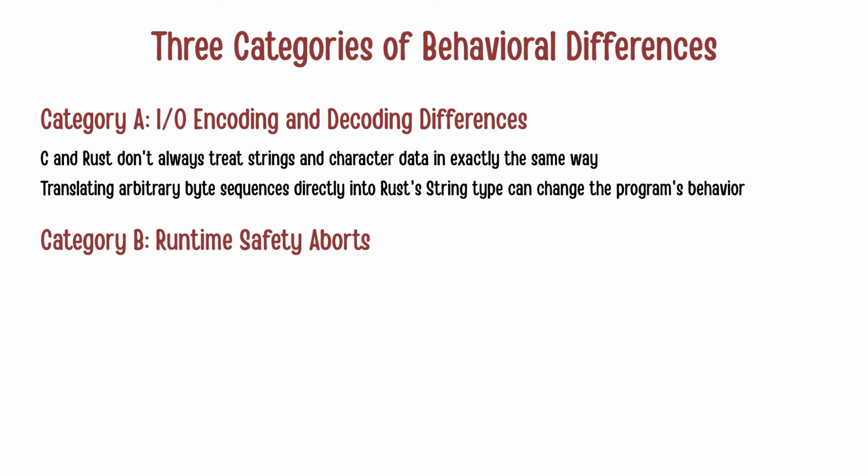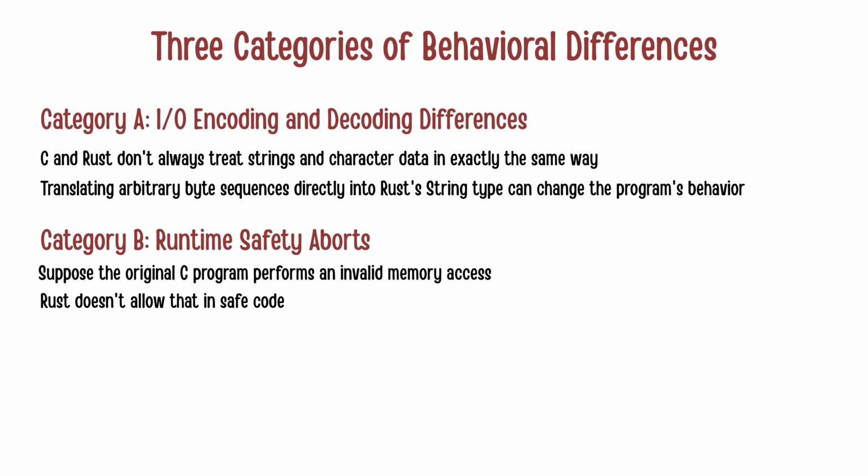The second category involves runtime safety checks. Suppose the original C program performs an invalid memory access. Rust doesn't allow that in safe code. Instead, a bounds check or null check may detect the problem and safely abort or panic. From a security perspective, this is an improvement. But from the perspective of strict functional equivalence, the behavior is different. The C program might continue or do something unpredictable, while the Rust program terminates safely.